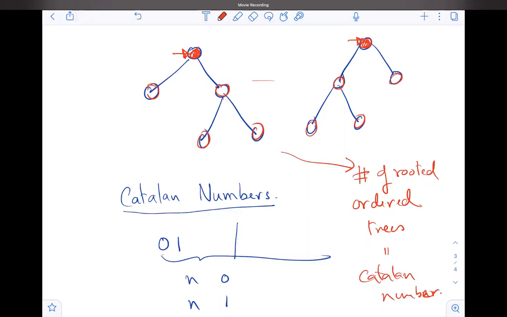Sir, given the definition of Catalan numbers that you gave in terms of sequences of zeros and ones, it seems to me that this should be the number of rooted ordered binary trees. Am I right? No. It can be any number of vertices. Yeah, any number of children, anything.